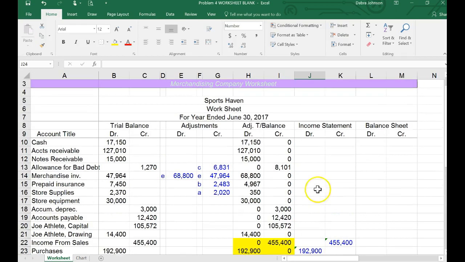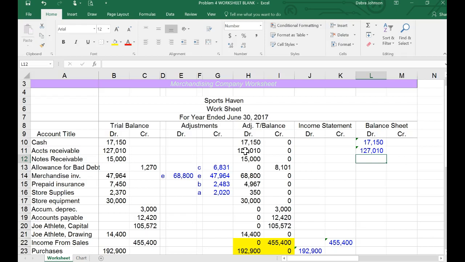Let me scroll up and give you an example of how the balance sheet will look. So my first balance sheet item is cash. Once again, I'm going to press equals and go grab it and press enter. And then equals, and then I'm going to go grab the accounts receivable and press enter. So that should give you an idea of what I expect to see.